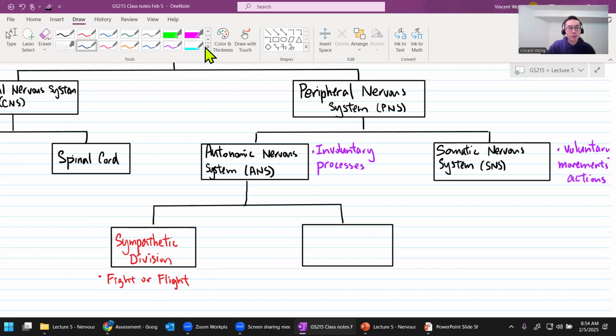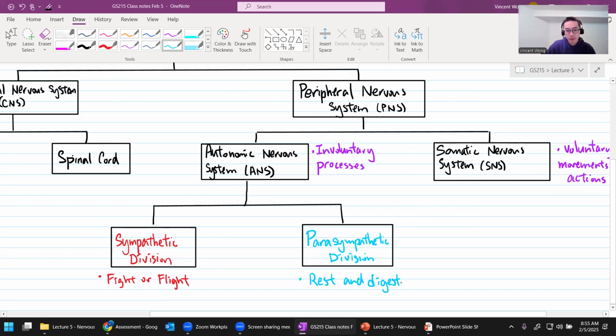On the other hand, we have the opposite division, and that is called the parasympathetic division. Okay, so this is for rest and digest. This is like when you're just chilling at home, kids are in bed, everything's done, you're sitting there relaxing, watching TV and whatnot, then your parasympathetic system is going to be most active.